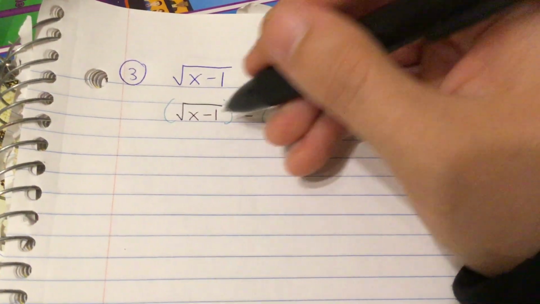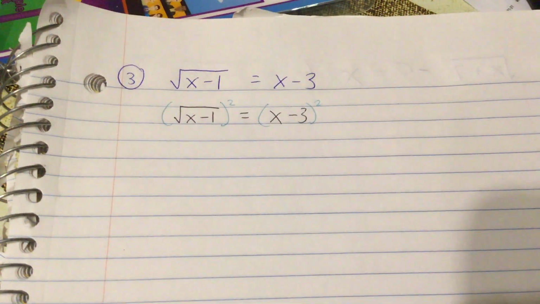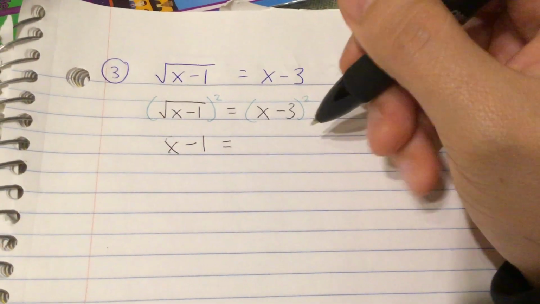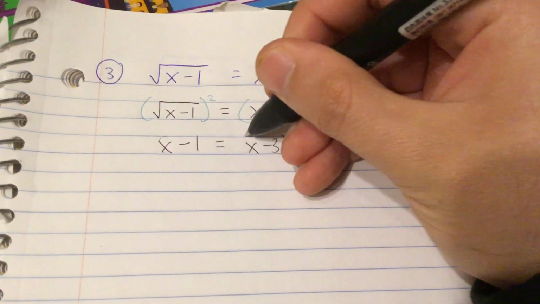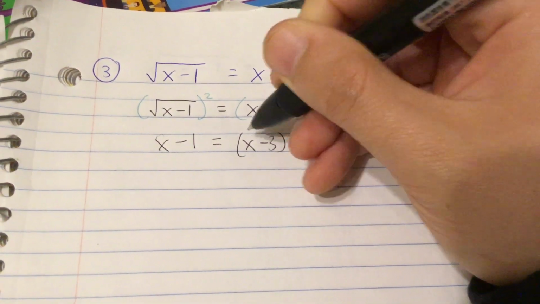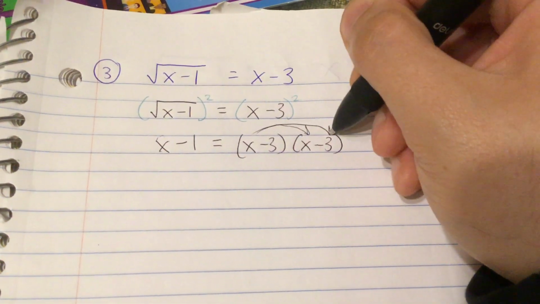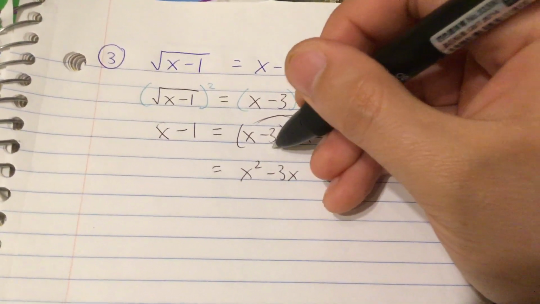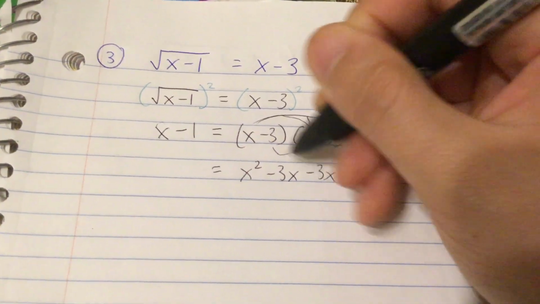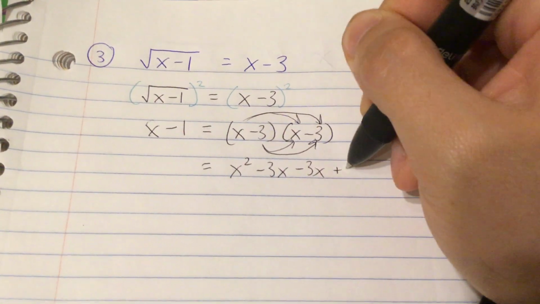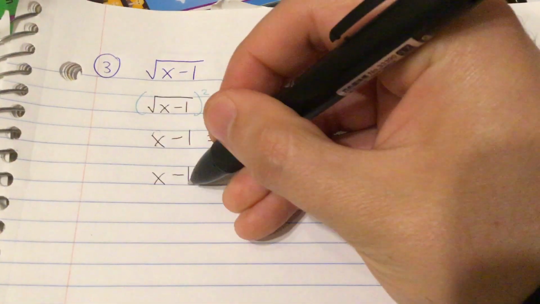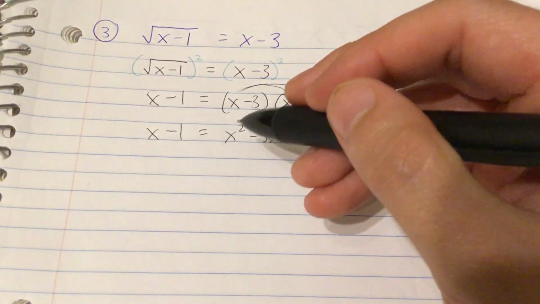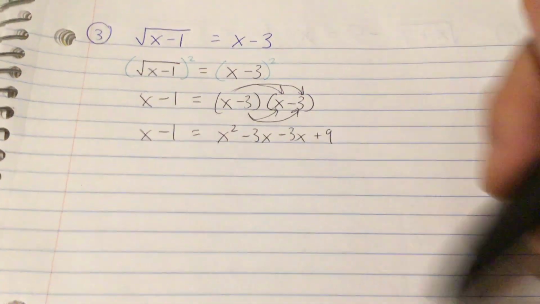So now the radical getting squared, those two cancel each other out, leaving me with x minus 1. And x minus 3 quantity squared just means x minus 3 times x minus 3. So I'm going to FOIL that out. So I get x squared minus 3x minus 3x, negative 3 times negative 3 is positive 9. So now I'm left with x minus 1 is equal to x squared minus 3x minus 3x plus 9.